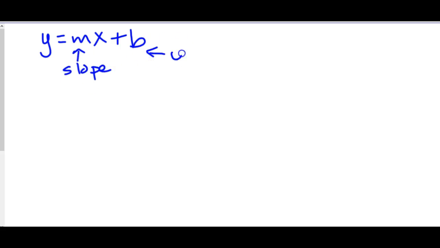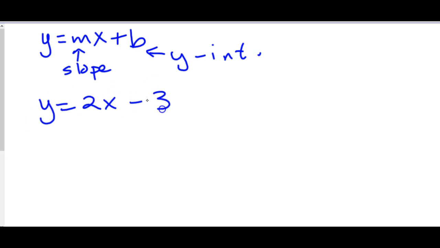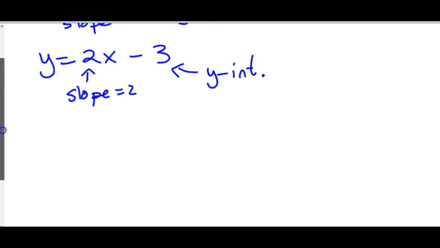So the second type of equation was slope-intercept form, y equals mx plus b. In slope-intercept form, the m is the slope, and b is the y-intercept. So let's say we have y equals 2x minus 3. That means the number in front of x, 2, would be the slope, and the number behind the x, negative 3, would be the y-intercept. That is enough information to draw a graph.